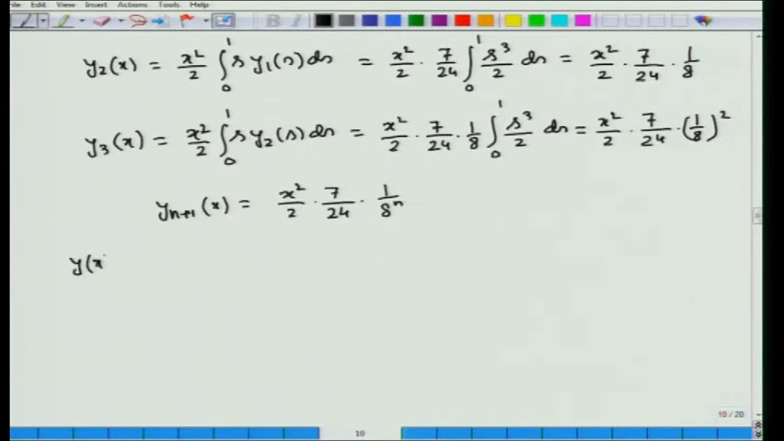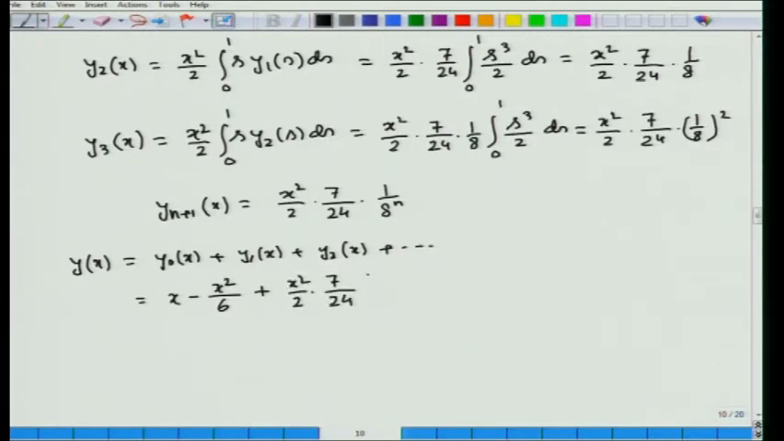and therefore, y(x) is equal to y0(x) plus y1(x) plus y2(x) and so on. This will be equal to x minus x²/6, and then from the rest of the terms we can take x²/2 into 7/24 common, then it will be multiplied with 1 plus 1/8 plus 1/8² plus dot dot up to infinity, and this is nothing but a geometric series, and the sum of this series is 1/(1 minus 1/8).